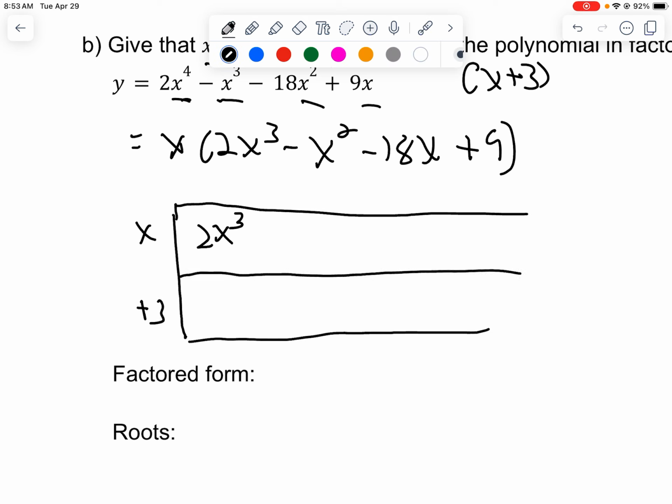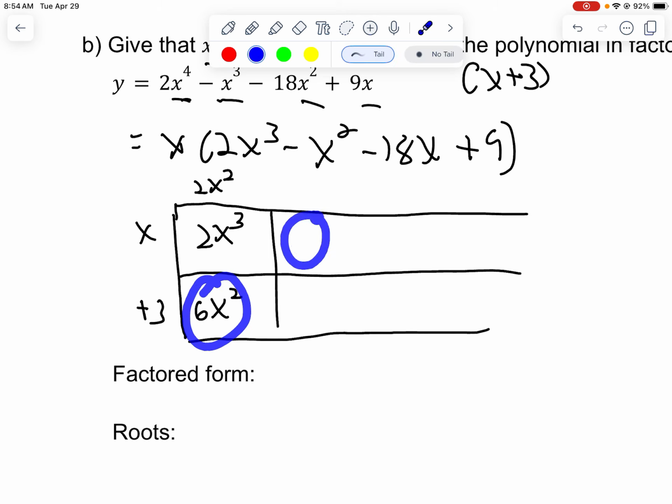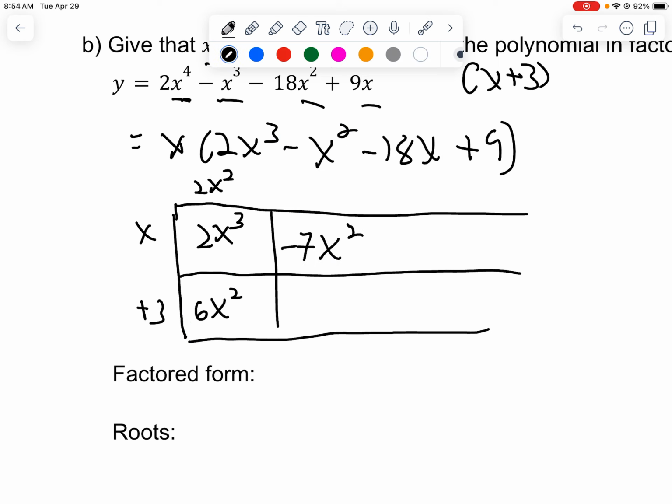And then you just go, okay, what do we multiply x by to give us 2x cubed? And that's going to be 2x squared. And then 3 times 2x squared is 6x squared. What do we have to add to 6x squared to give us negative x squared? And that's going to be negative 7x squared. And you check, right? Negative 7x squared plus 6x squared is indeed negative x squared.